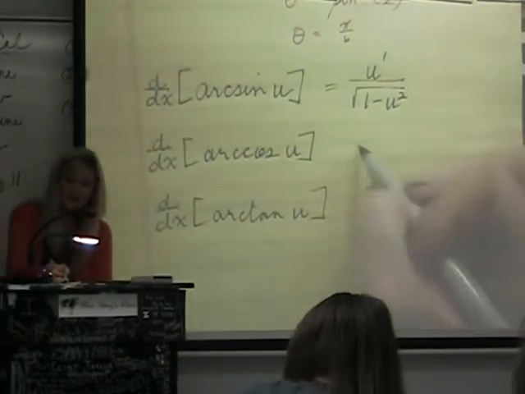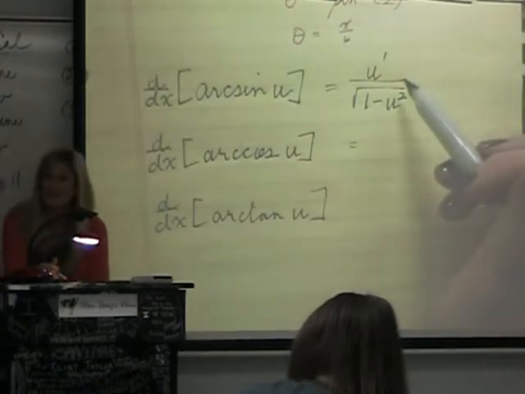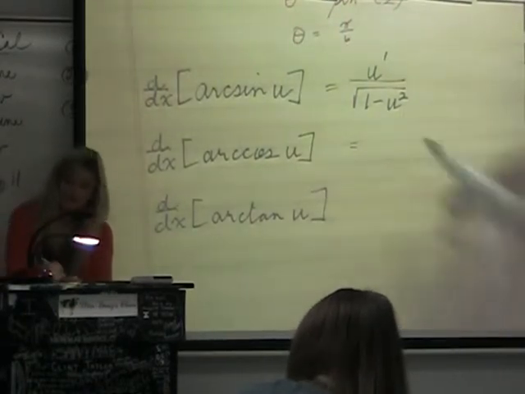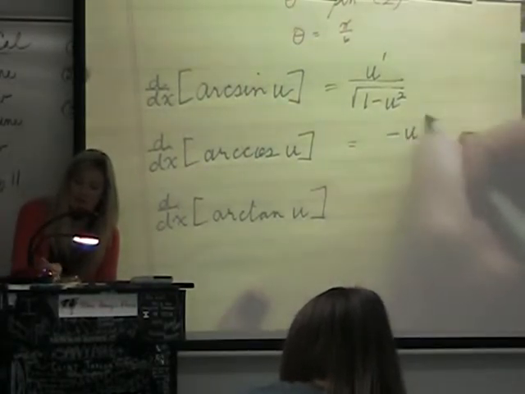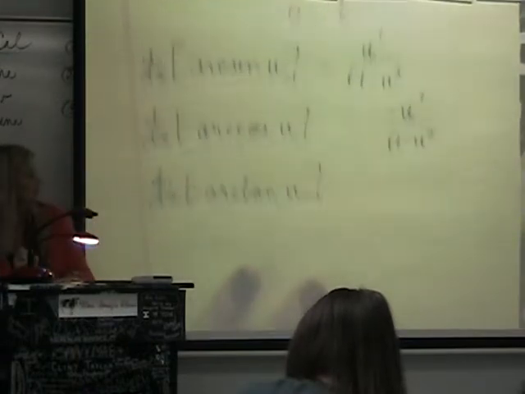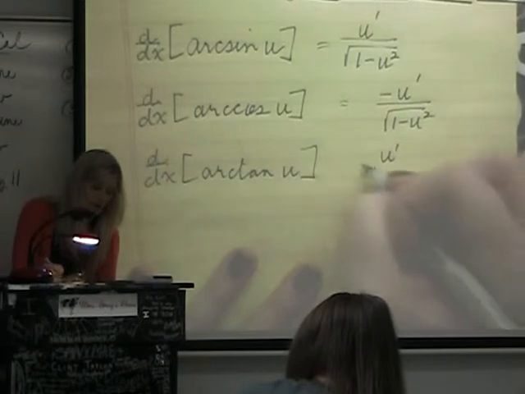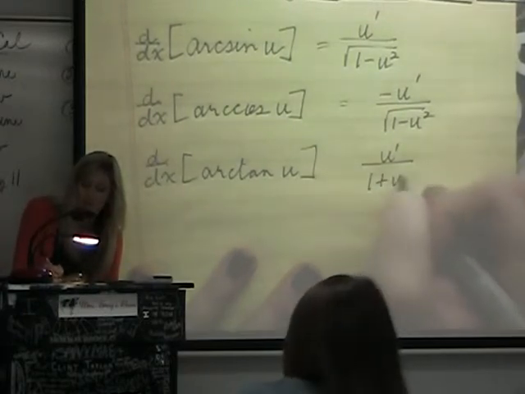Then the derivative for arc cosine is the same formula as the derivative for arc sine, except it's negative. So it's going to be negative u prime over the square root of 1 minus u squared. And then for arctangent, you're going to have u prime over 1 plus u squared.